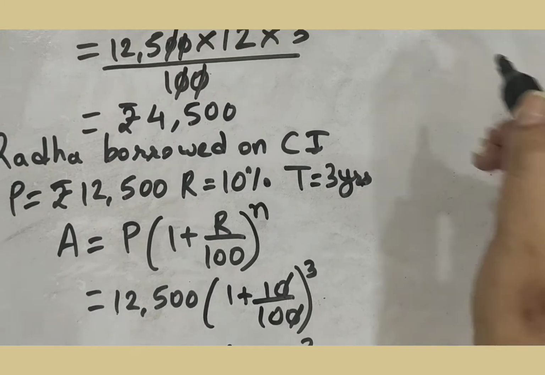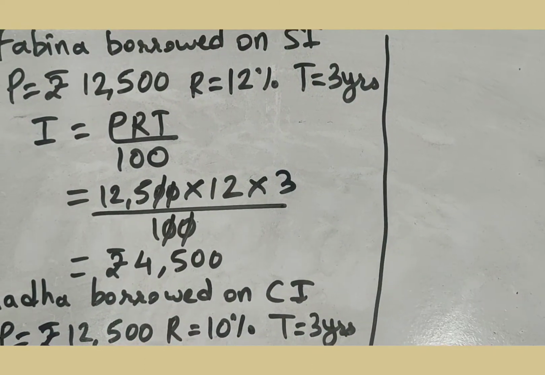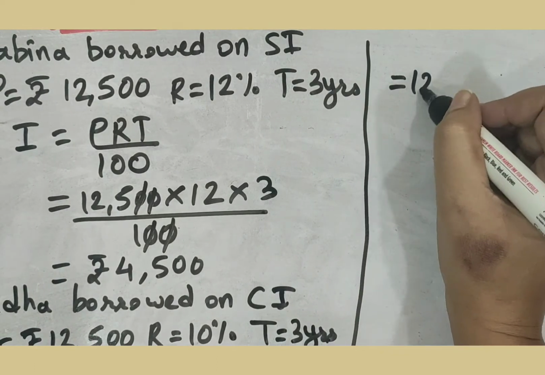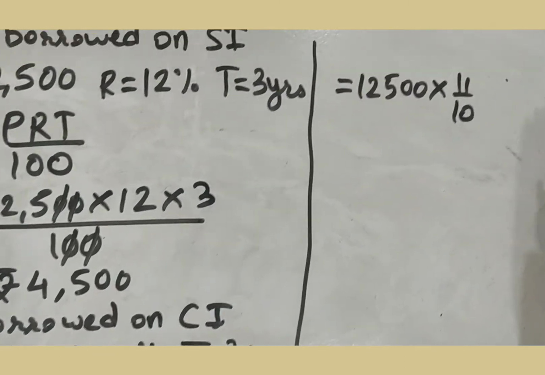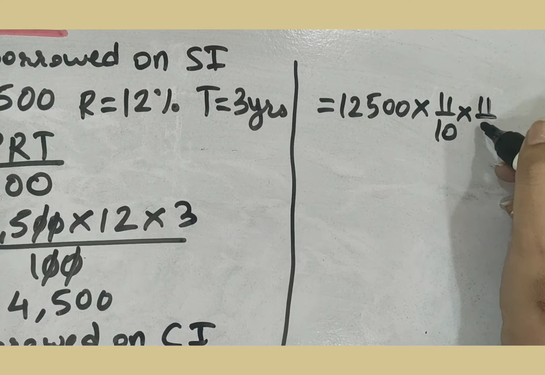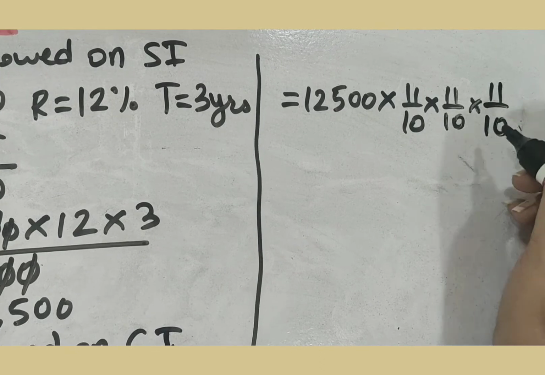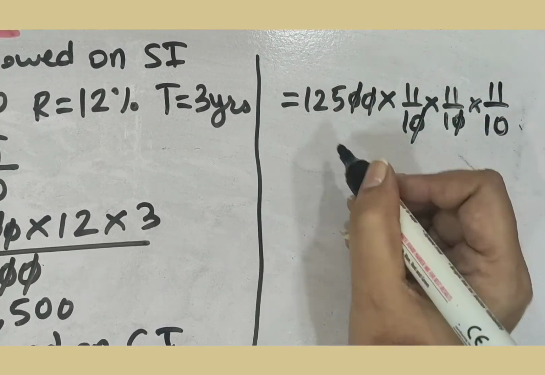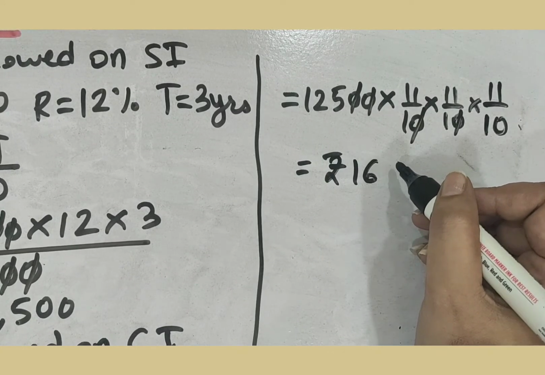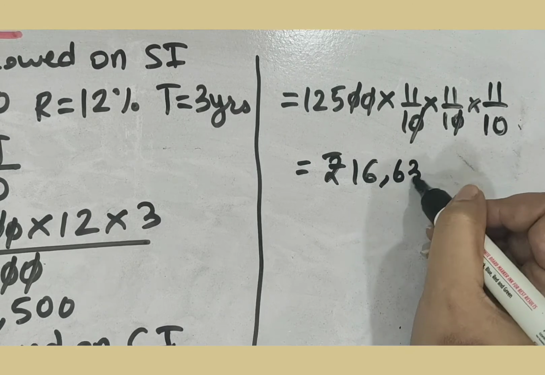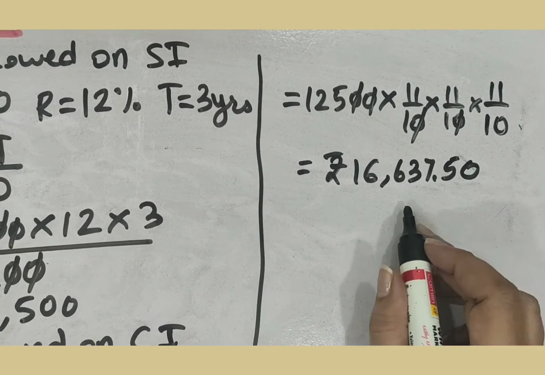Now let us continue here. So this will be equal to 12,500 into 11 upon 10 multiply by 11 upon 10 multiply by 11 upon 10. So if I do the cancellation and then after the calculation, I will get rupees 16,637.50. So this is the amount what Radha is going to pay.